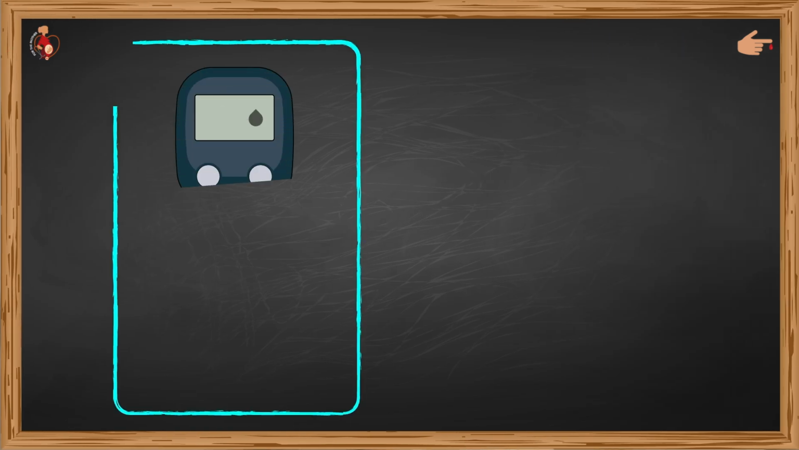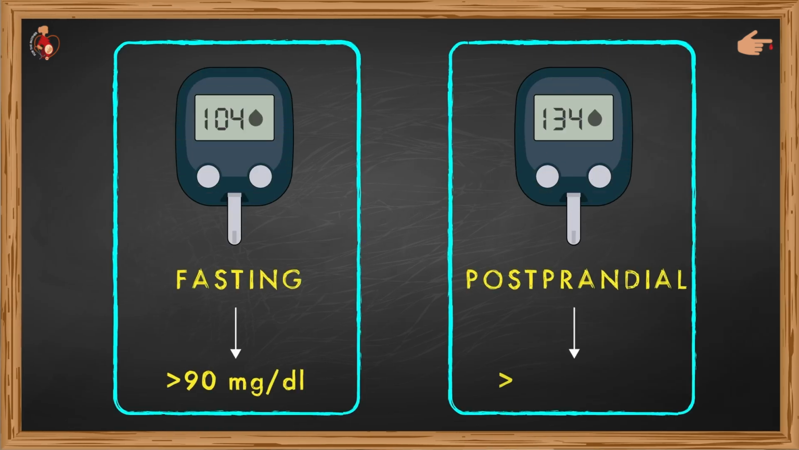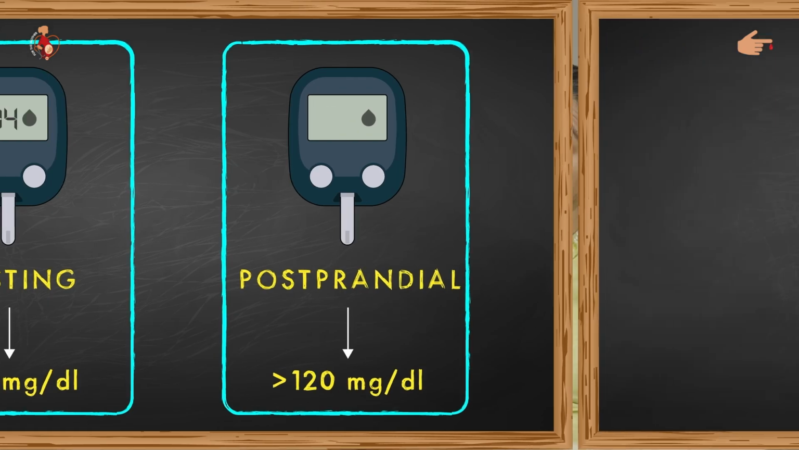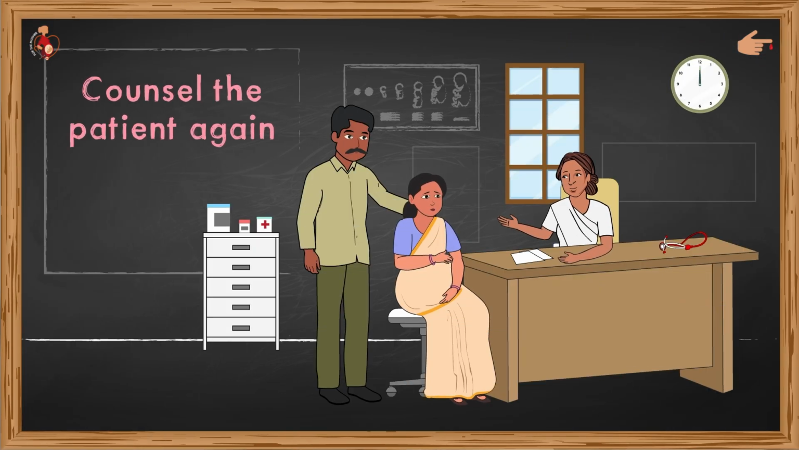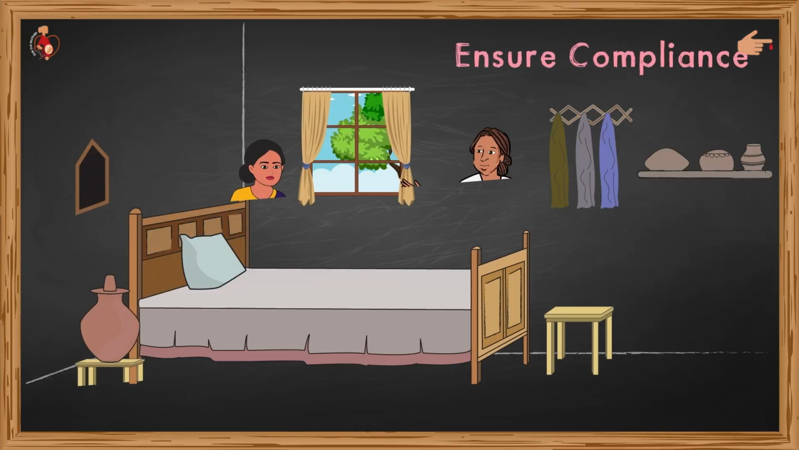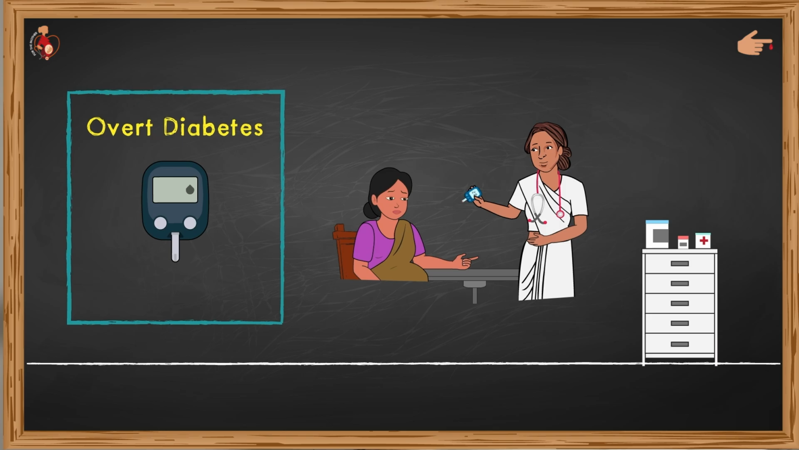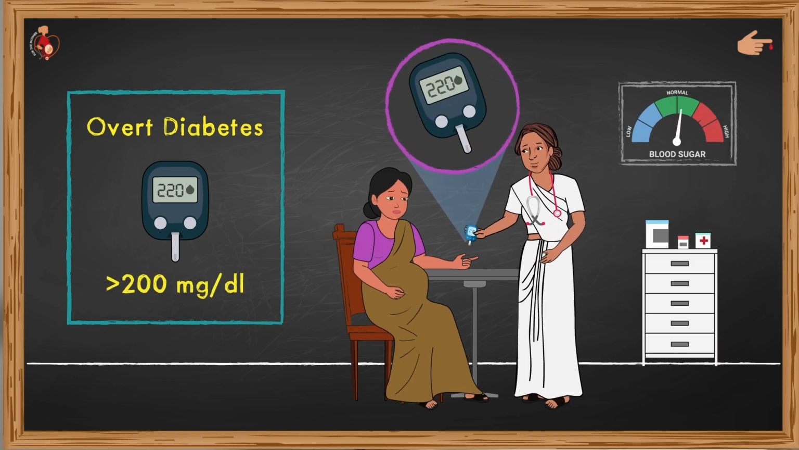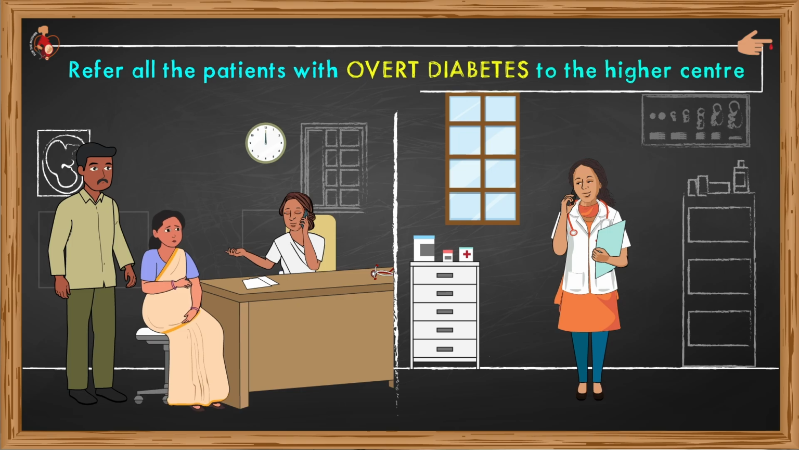Should the fasting be above 90 milligrams per deciliter or the postprandial more than 120 milligrams per deciliter, these are the women who need to be recounseled about the diet and also about the exercise, making sure that she is compliant to the advice that has been given. Any blood sugar level which is above 200 milligrams per deciliter has to be referred to the tertiary care center, as it's an overt diabetes.